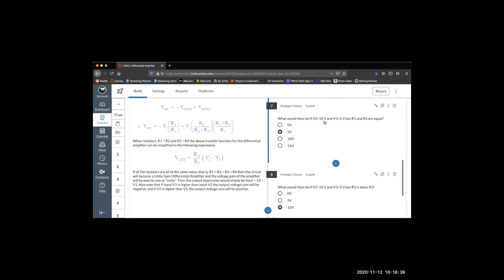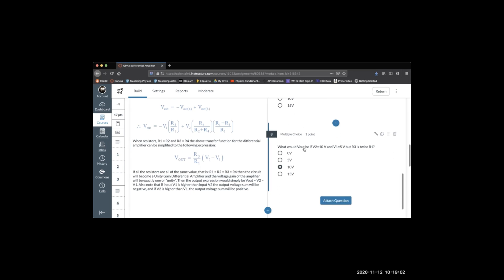What would be V out if V2 was 10 and V1 was 5, but R1 and R2 are equal? So this is 10 minus 5 is 5. And if R3 and R1 are equal to each other, then R3 divided by R1 is 1. And the output would be 5 volts. Just using that equation and plugging in some numbers.